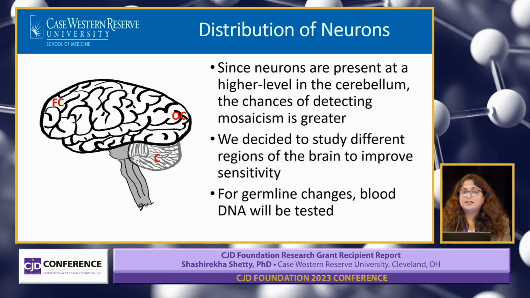And if I want to study germline, that's not something that happens as we are aging, but something that happens when the conceptus was formed, we use blood to test for germline mutations.